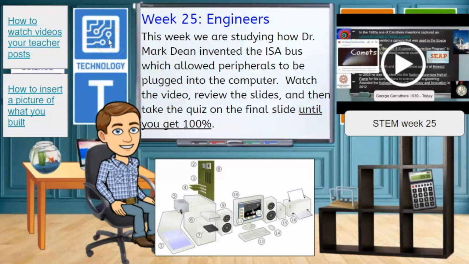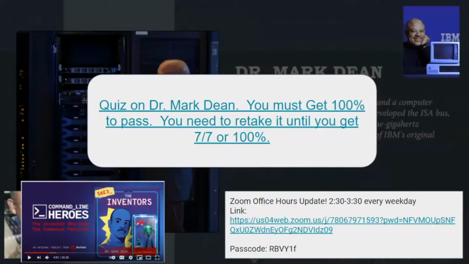We've been studying various African American engineers over the past month. Today is no different. This week we are studying how Dr. Mark Dean invented the ISA bus, which allowed peripherals to be plugged into the computer. Watch the video, review the slides, and then take the quiz on the final slide until you get 100%. 100% is the same as 7 out of 7.